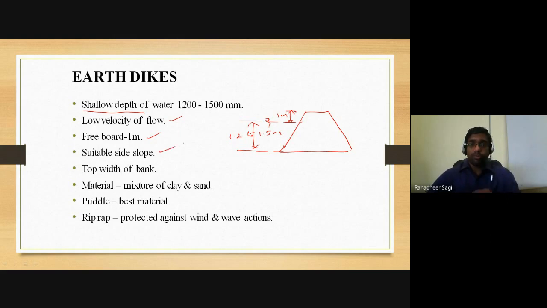And you should have a proper, suitable side slope for that earthen dike structure, so that you will not have failure happening in the slopes of that embankment. And the top width of the bank has to be properly chosen to ensure proper sloping can be provided with respect to the bottom of the embankment, to minimize the effect of failures of the slopes. The material you are going to make use of in the construction of this earthen embankment or earthen dikes could be a mixture.